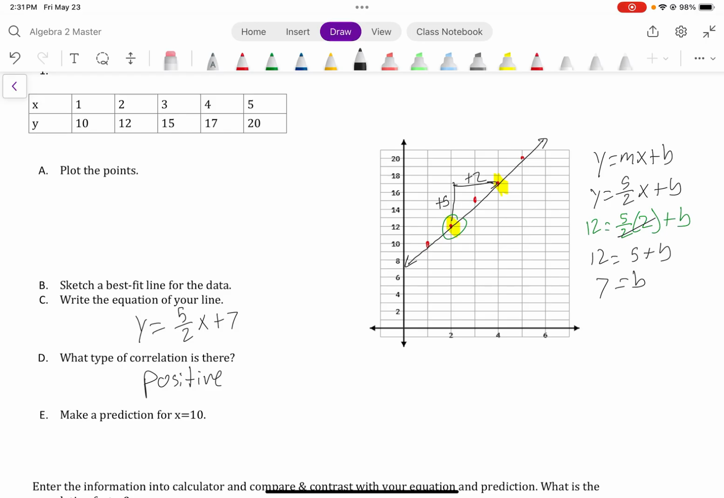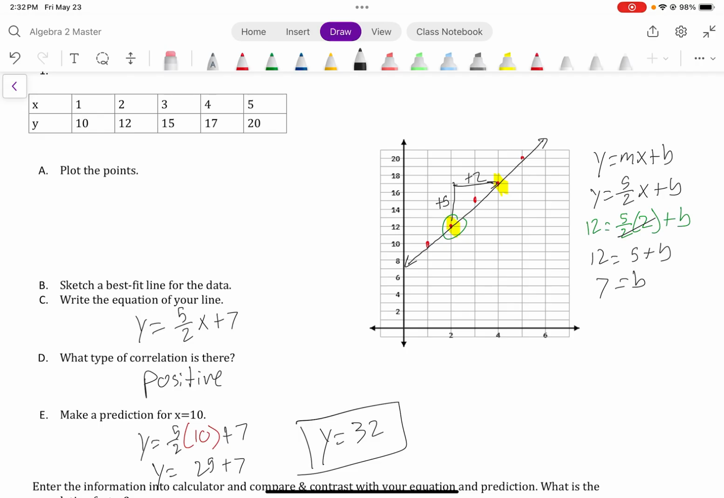Now it says make a prediction for x equals 10. What that means is we replace x with 10. All right, now 5 halves times 10. I personally look at this as either 5 times 10 is 50 divided by 2 is 25, and then plus 7, or 10 divided by 2 is 5, multiply by the remaining 5 to get 25. Either way, you end up with a final answer of y equals 32.